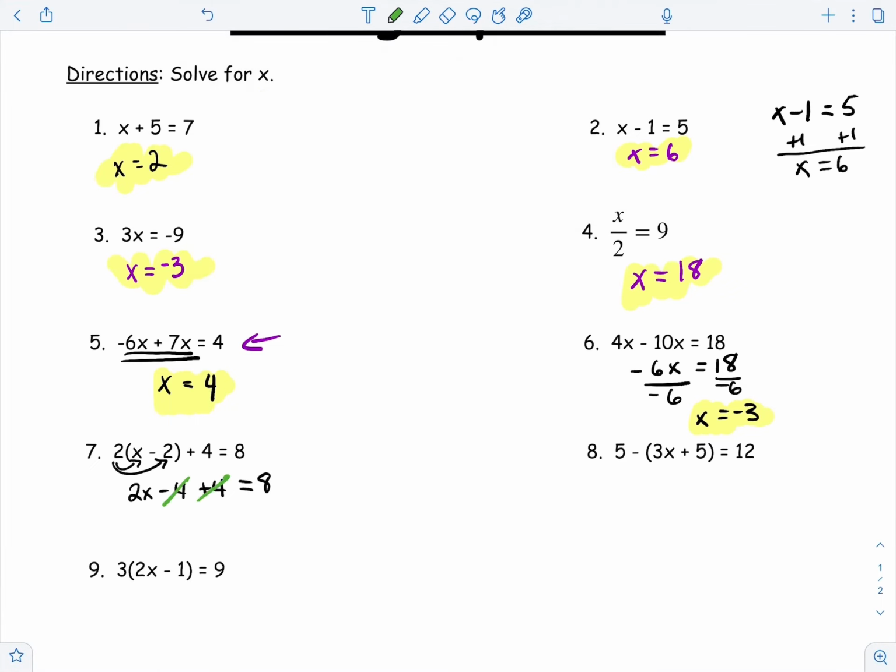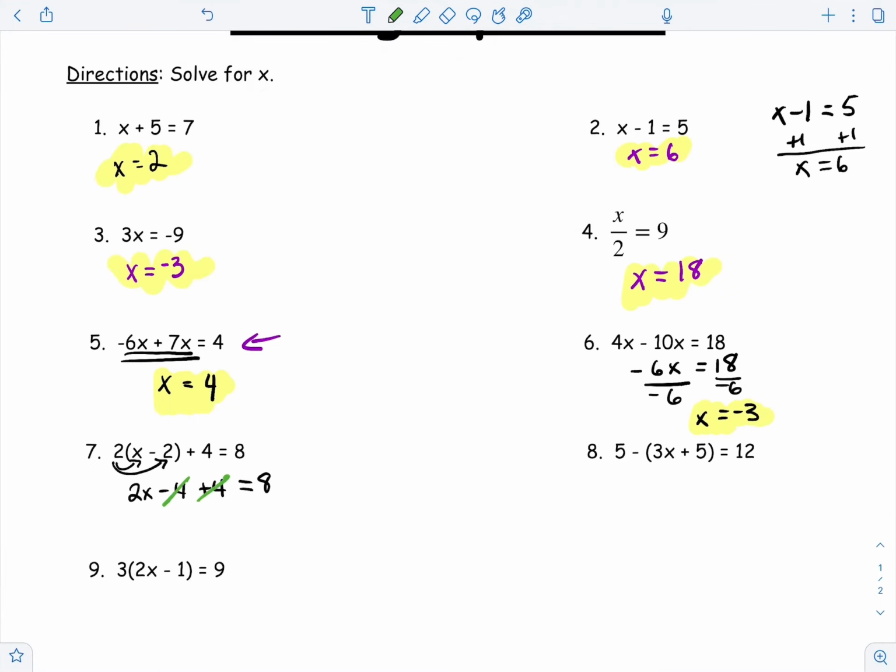All right, with number 8, we have 5 minus 3x plus 5 equals 12. Notice this subtraction symbol is right in front of our parentheses, which lets us know that we need to be distributing there. So we're going to distribute the negative to the 3x and then to the 5, so that we're left with 5 minus 3x minus 5 equals 12.